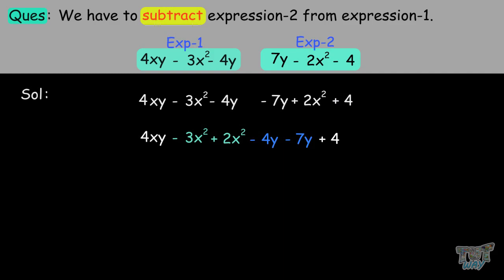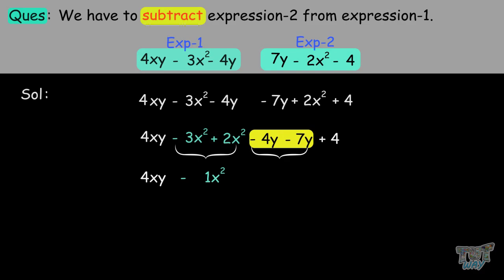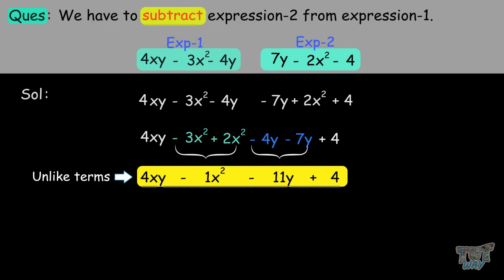So now we have 4 sets of like terms. 4xy is the only term, and then you have negative 3x squared plus 2x squared. So the final answer takes the sign of the larger number, negative 3. So you get negative 1x squared. Then moving on, you have minus 4y minus 7y. These have the same sign, so you have to add. And then the final answer takes the negative sign. And then finally, you're left with positive 4. So now you have 4xy minus 1x squared minus 11y plus 4. These are all unlike terms, so that will be the final solution. This is what you will get if you subtract expression 2 from expression 1.